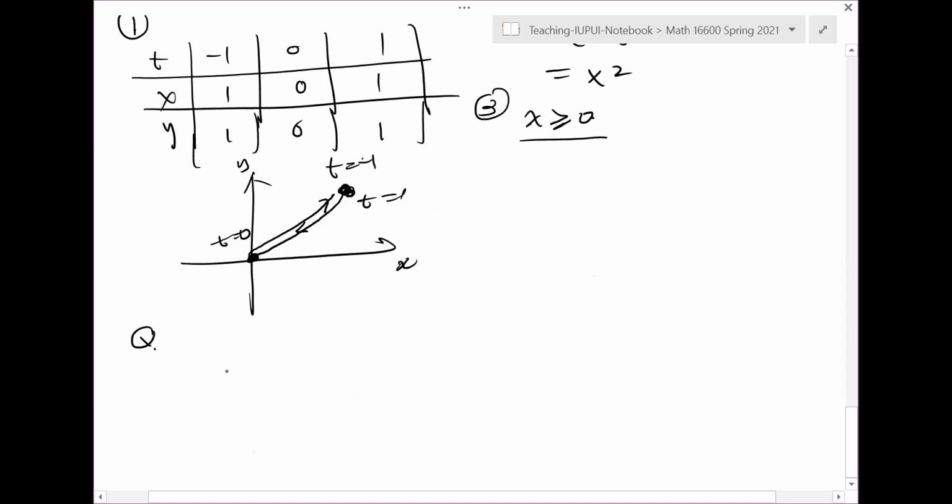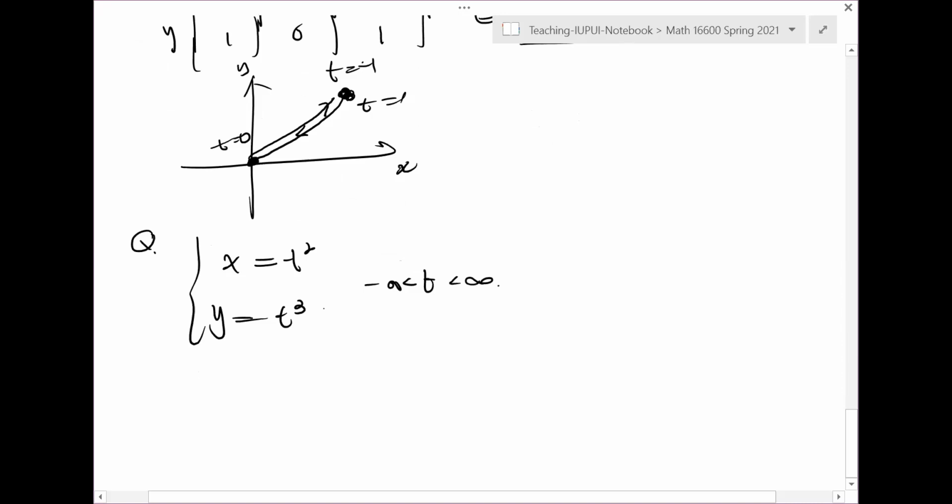Yeah, let's consider the next one. x is t squared, y is t cubed, and there's no restriction on t. Let's try to sketch the graph. What you know from here is x is always non-negative, right? y changes signs. Keep this in mind.